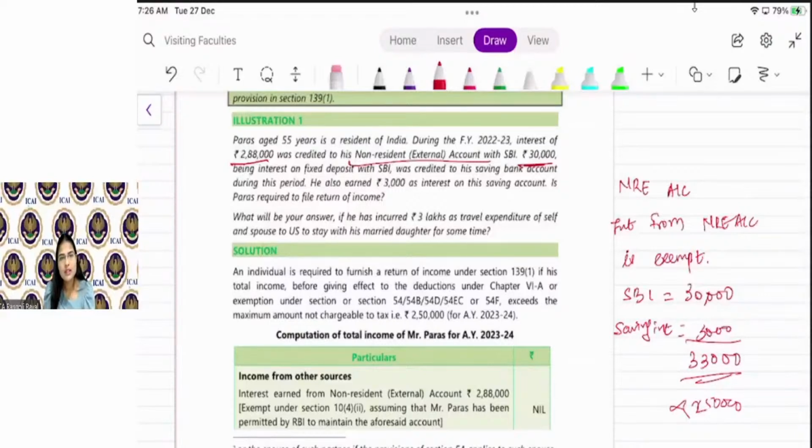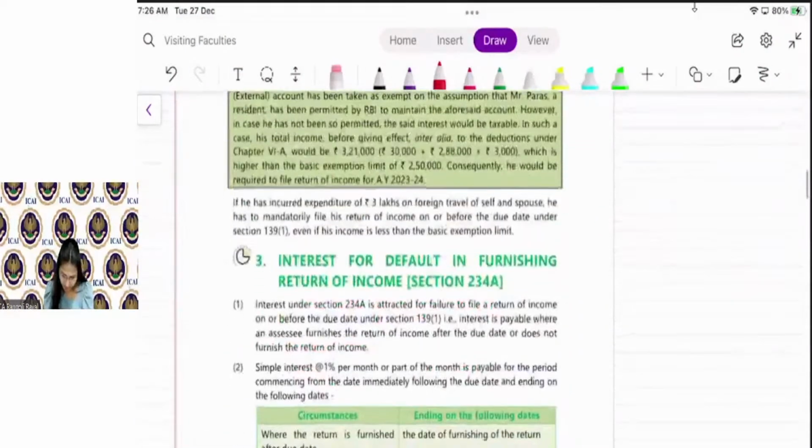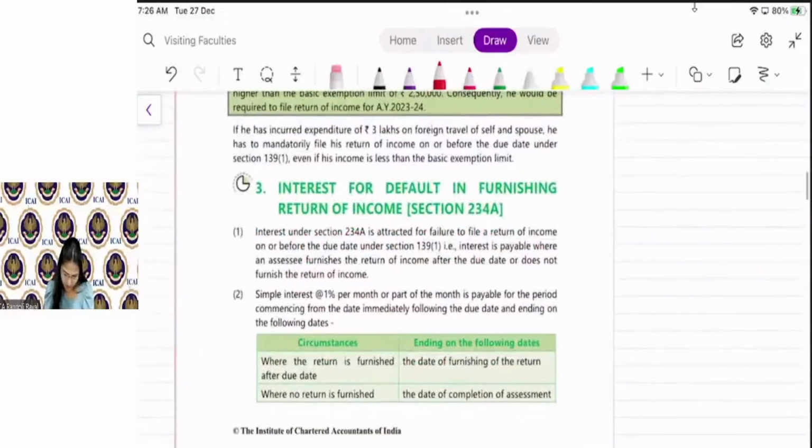What will be your answer if he has incurred 3 lakh as travel expenditure of self and spouse to the US to stay with his married daughter for some time? Now here his foreign expenditure is more than 2 lakh. So he has to file return of income. In the second case, he is required to file return of income compulsorily under Section 139 subsection 1. Clear, everyone? Yes or no?